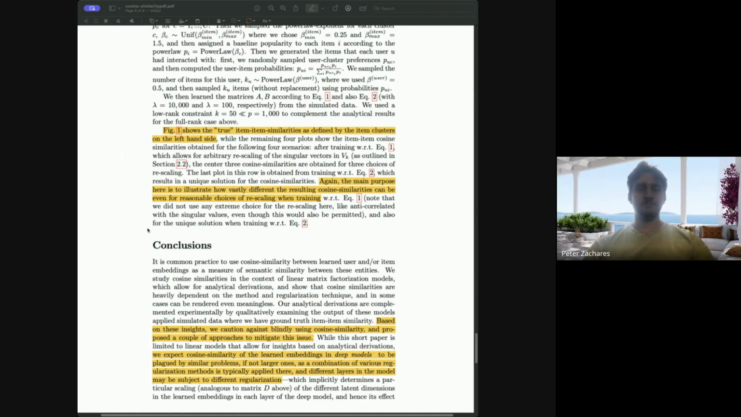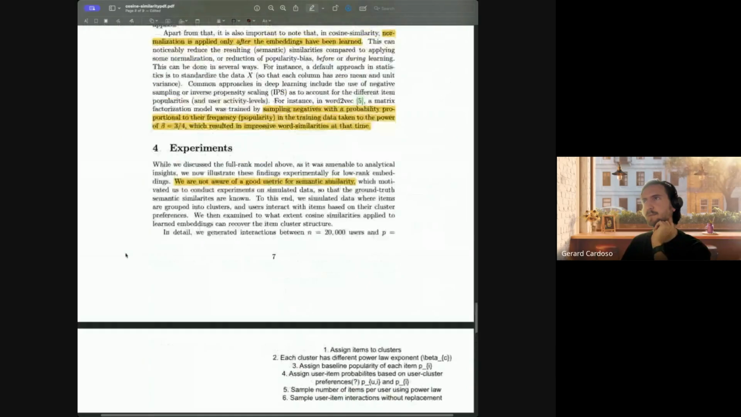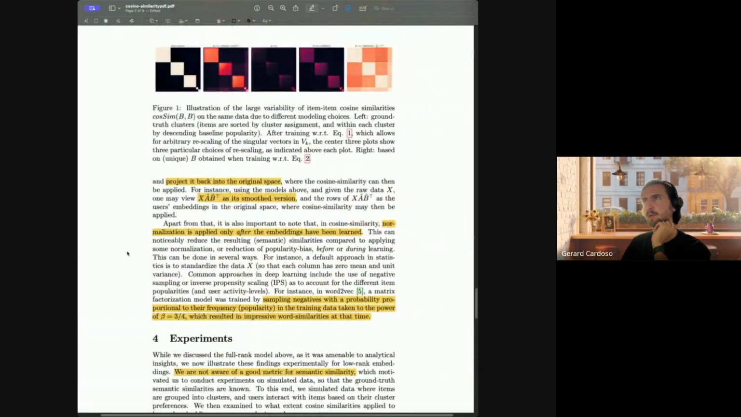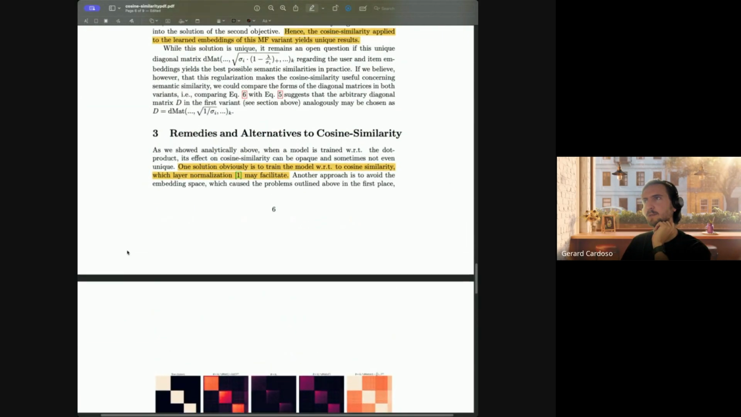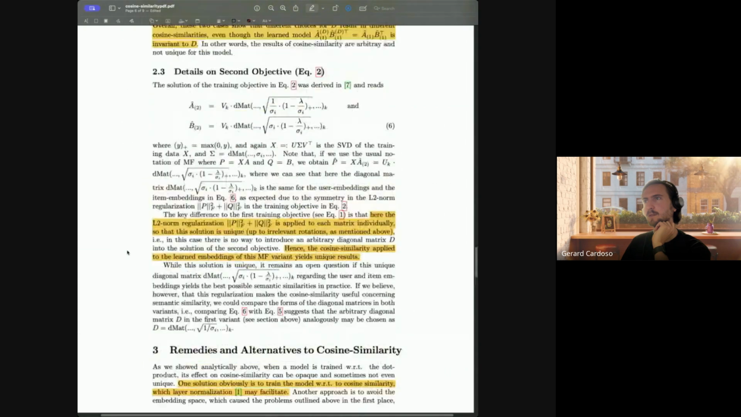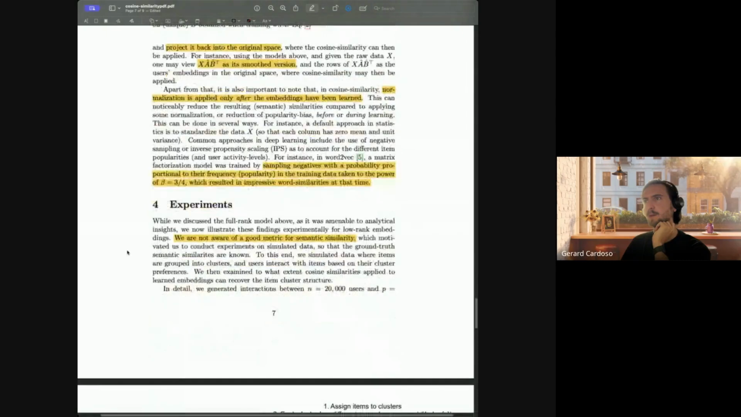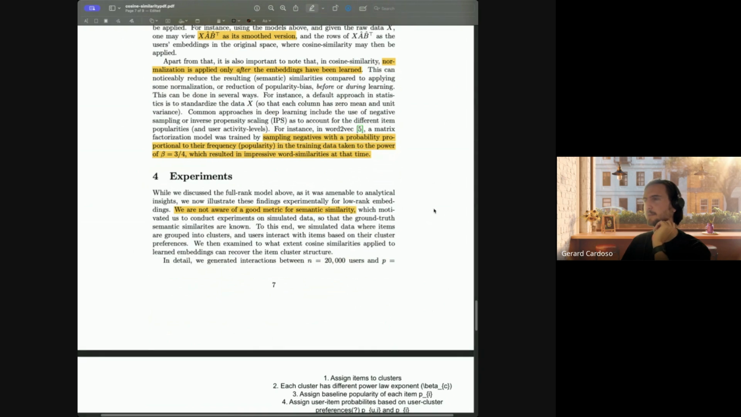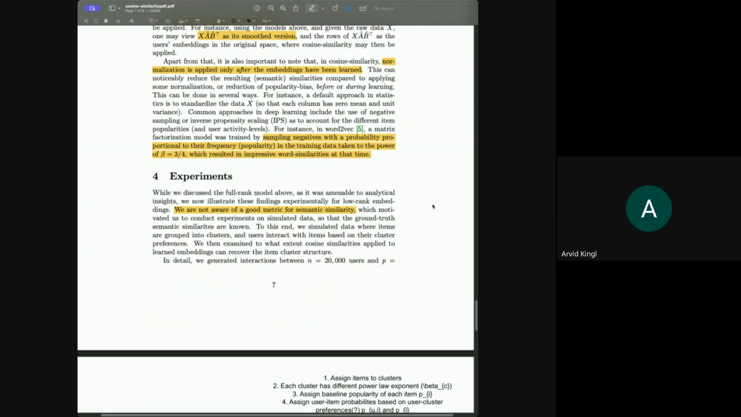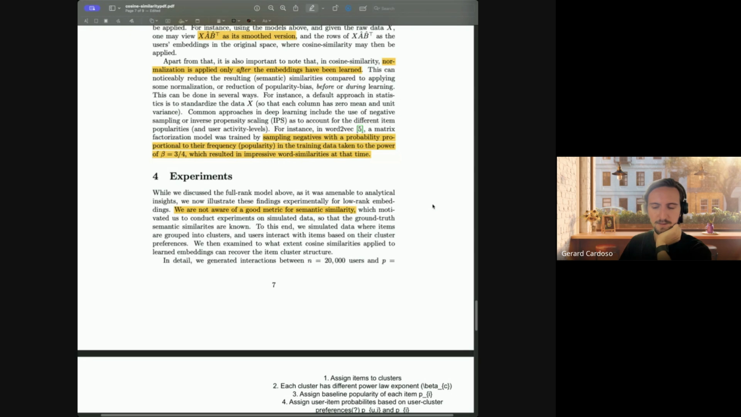I thought one of the questions I was going to put out for discussion was, oh, where is it? Maybe later down. Oh yeah, this statement I thought was interesting: we're not aware of a good metric for semantic similarity. I guess that alluded to what you said, Arvid, which is that it's actually not a well-defined problem.